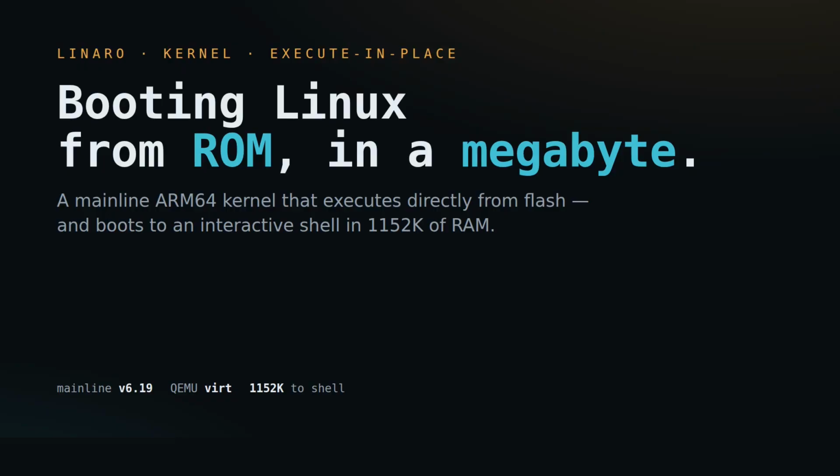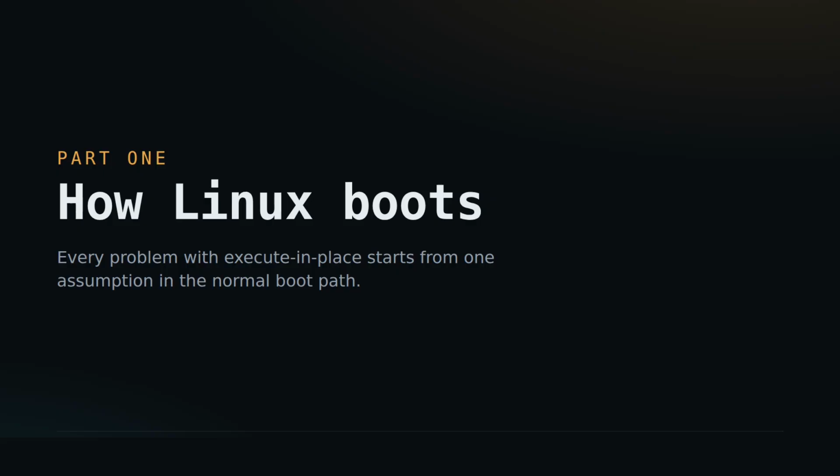This is the story of execute in place on ARM64. We booted a mainline Linux kernel directly from flash memory. It runs in just over 1 megabyte of RAM. To understand the problem, it helps to see how an ordinary ARM64 kernel boots.